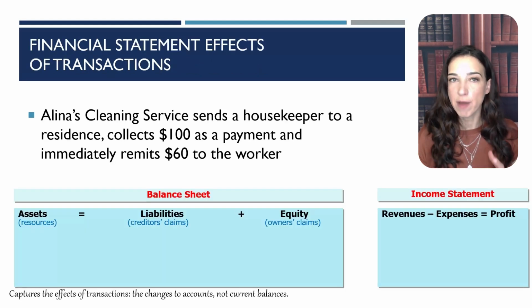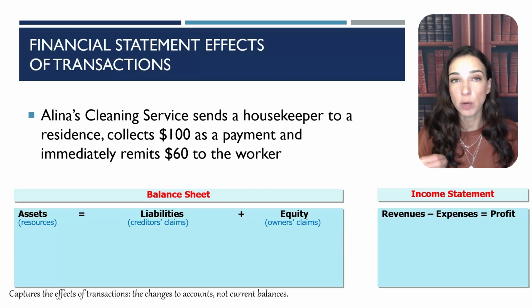Let's start from a very simple hypothetical example that I showed you in the prior videos. Let's imagine a simple world where we have no disconnect between the economic event and the cash payment. So we have a cleaning service that sends a housekeeper to residents, collects $100 from the customer immediately, and also remits the $60 to the worker immediately. What do we record in this situation?